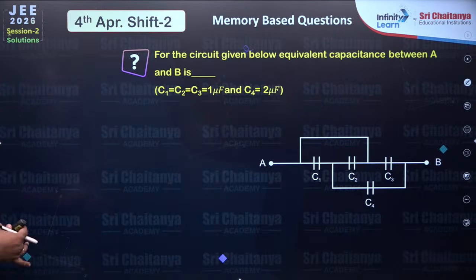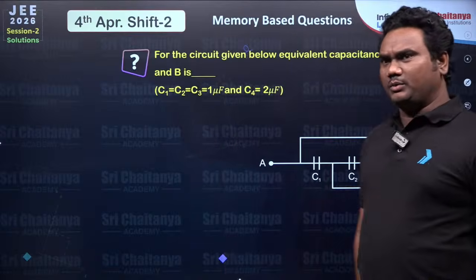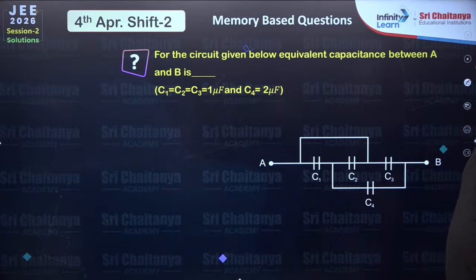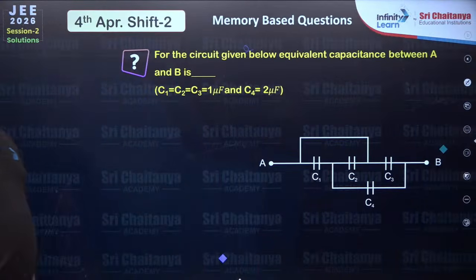Okay, let us start with the physics questions. The physics paper is not so tough like the morning exam. It is pretty easy only. So for the given circuit below, find the equivalent capacitance between A and B. This is a normal series parallel circuit type question.